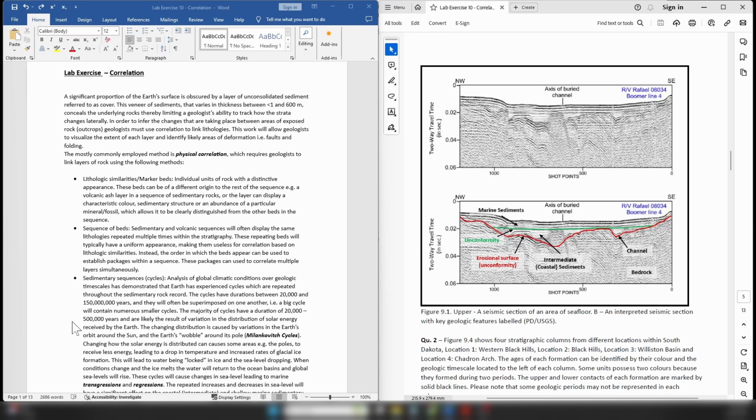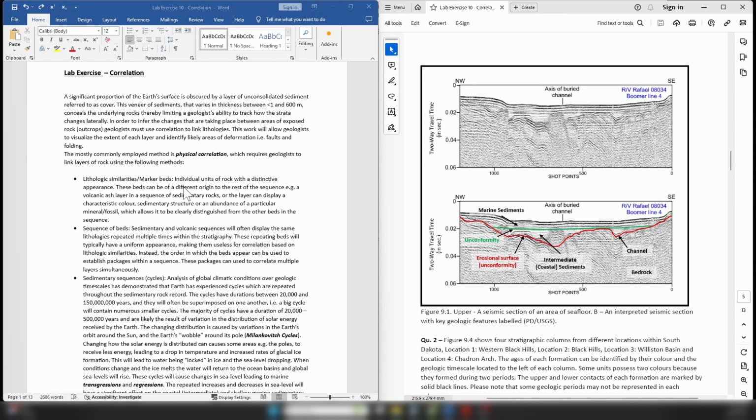The first way is to look for lithological similarities or marker beds between your locations. What you're going to look for is a layer which has some kind of distinctive appearance. This is normally due to the fact that these beds have a different origin to the rest of the beds which make up the sequence. For instance, it might be a bed of volcanic rocks within an otherwise sedimentary sequence. Because it's a distinct unit, it may have a difference in color. If it's a sedimentary rock, it could have very distinctive sedimentary structures, or very distinctive fossils, or there could be some kind of change in mineralogy, which makes it completely distinct from all the other rocks in the unit.